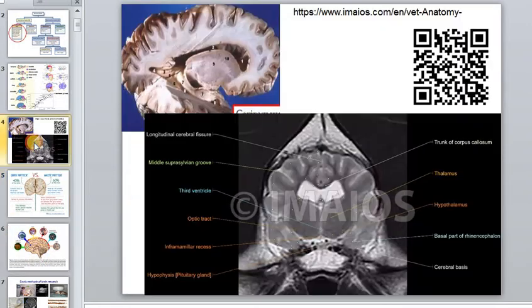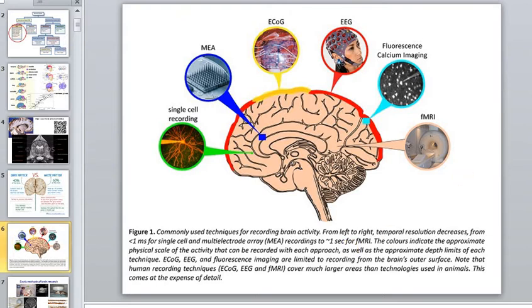Inside the white matter we can find the basal ganglia, and I even leave the link here. It is a site for animal anatomy, for human anatomy too, but this page is for animal anatomy, vet anatomy. If you want, you can just find this information.